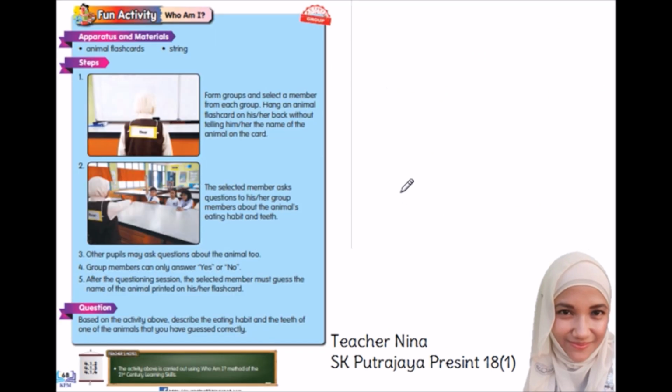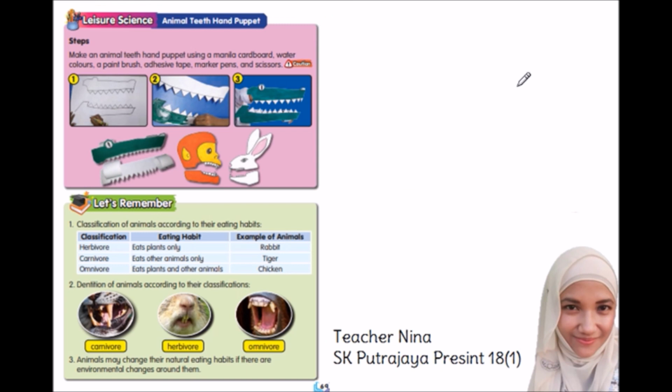Now let's turn to the next page. In this page, there is an idea or suggestion for a fun activity that you can do at home with your siblings or your parents. If you have the time, please do this activity. Now let's turn to page 69. There is yet another activity that you can do individually. If you have the materials and the time and patience, please do this activity.